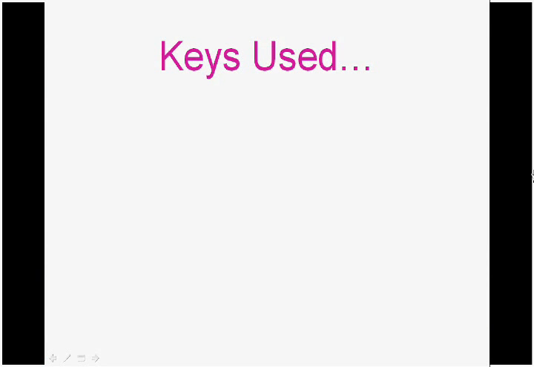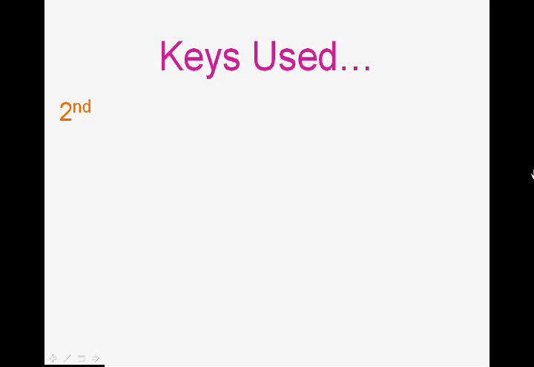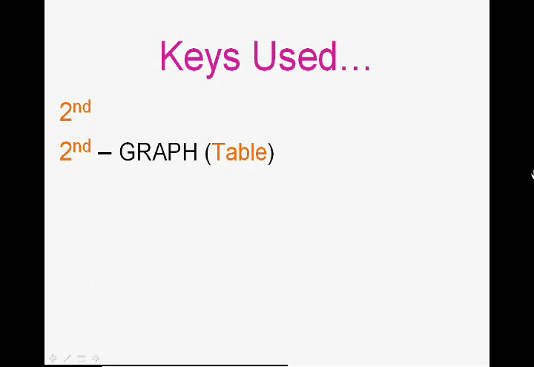Let's look at the keys we would use to manipulate table view. The first thing you're going to have to be able to find to do this is the second key. It's like a shift on a typewriter, or I should say on a keyboard. It changes other keys, but it's towards the top left, and I'll show you it in a second. If we hit the second key and then hit the graph key, it changes the view from graph to, very logical, a second view, which is table.